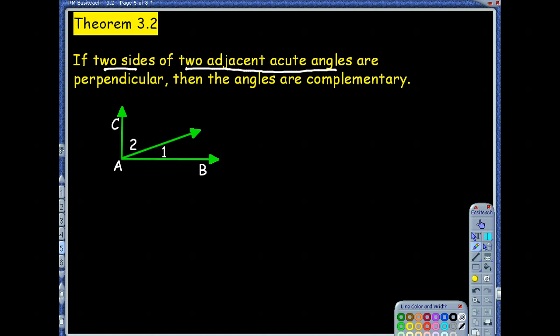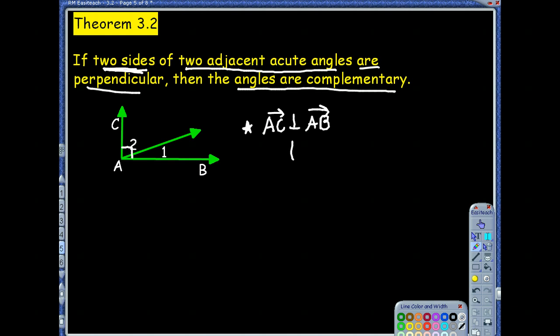Notice they have to be acute, so that means they have to be less than 90. And it says then what's going to happen is that they're going to be perpendicular. Now, what are they saying are perpendicular? The two sides. So, in other words, in this picture, you would have to know that ray AC is perpendicular to ray AB first. So that's what they're saying: what if this happens? All right, so if you have perpendicular rays that form a couple angles there, what's going to happen? Well, that means the angles that they're talking about are complementary. So if you know this, then what angles are going to be complementary? Angle 1 and angle 2 will be complementary.